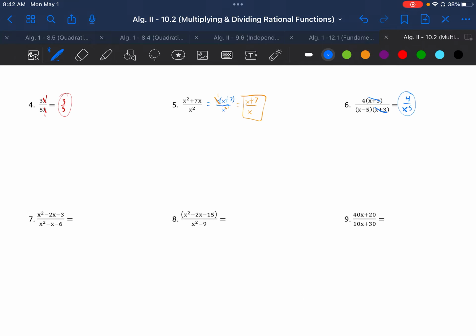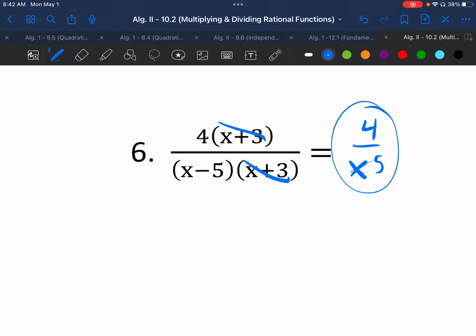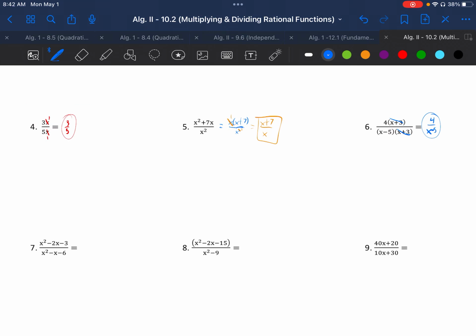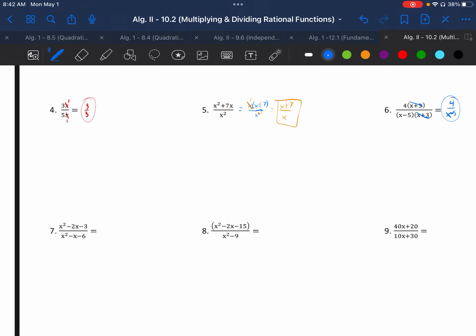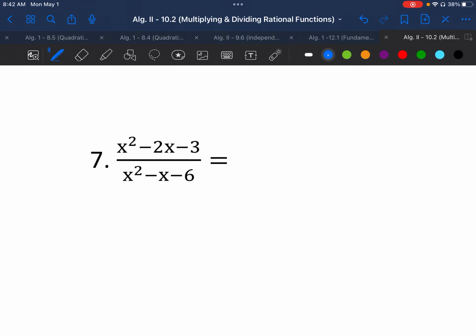And again, you could always check your work. I didn't have a very good minus sign. We could always check your work by plugging in some number for every x value at the beginning and the end and comparing them, making sure you get the same thing when they reduce. And you would here. All right, I want you to try number 7 on your own. So number 7 here, you do have to factor.